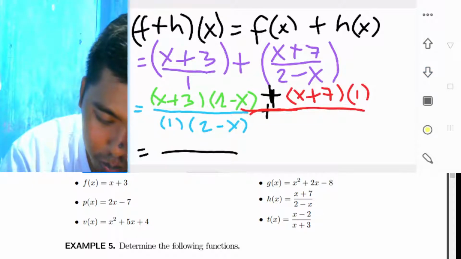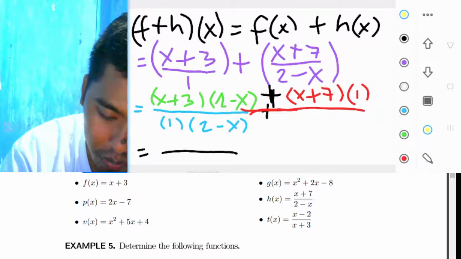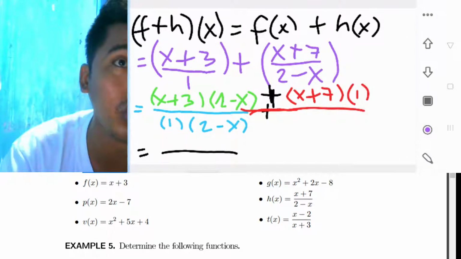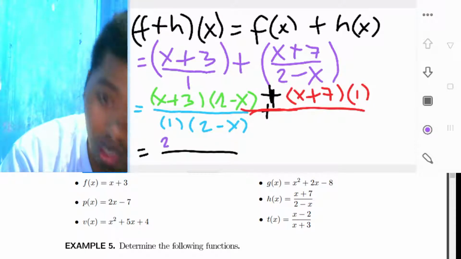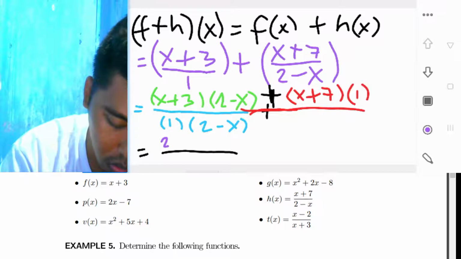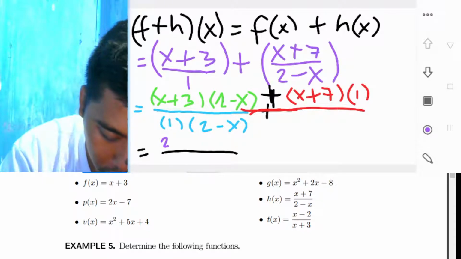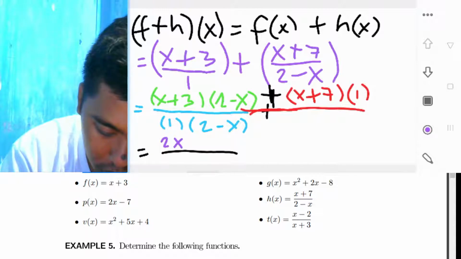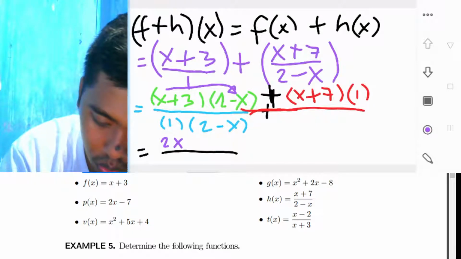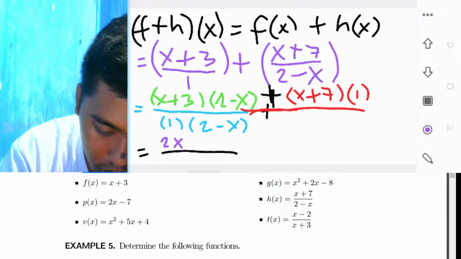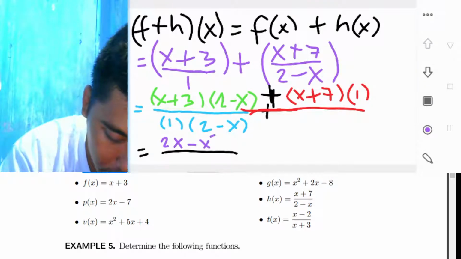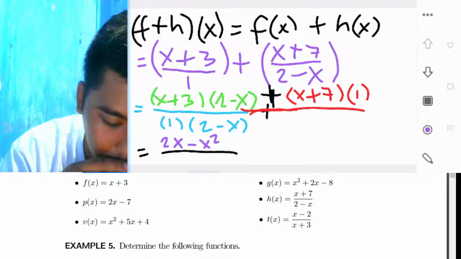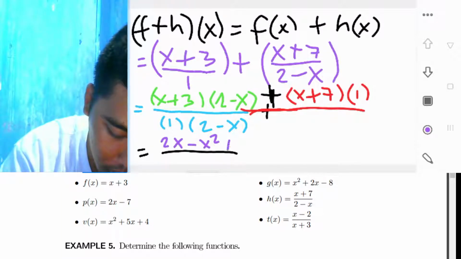Now x times 2, that would become 2x. X times negative x, that would be negative x squared. Okay? Negative x squared. Now, next is 3 times 2, that would be positive 6.